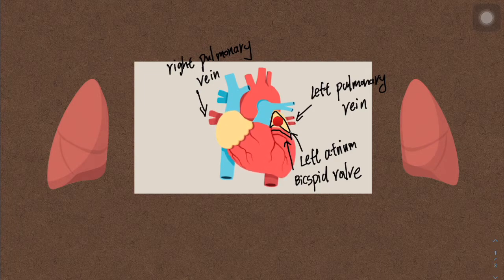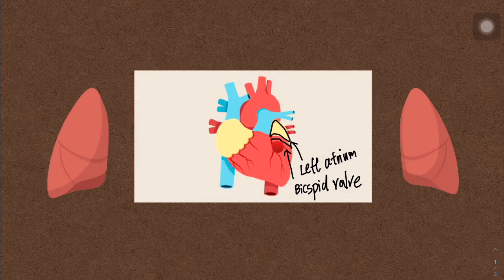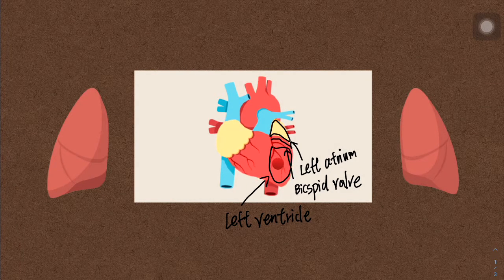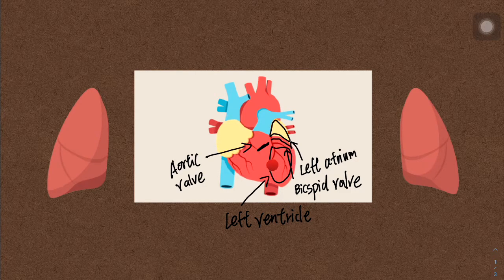I will then leave the left atrium through the bicuspid valve. After I go through the bicuspid valve, I will enter the left ventricle. Then the left ventricle will pump me out through the aortic valve, which will eventually lead me to the aorta. The purpose of the aorta is to distribute the blood through the body. This is how a deoxygenated blood received oxygen from the lung and became an oxygenated blood.